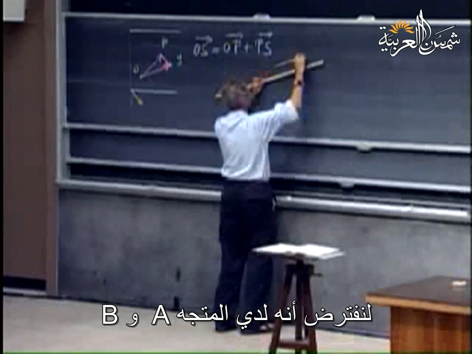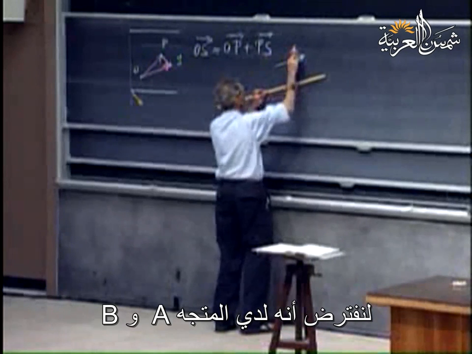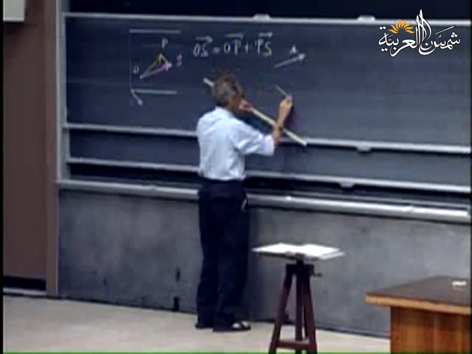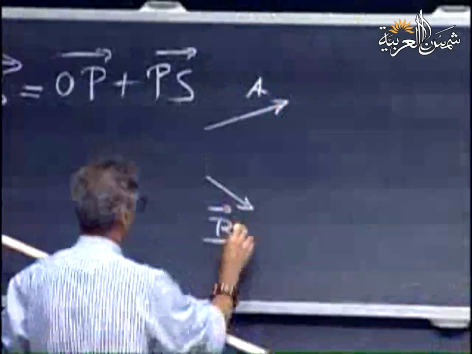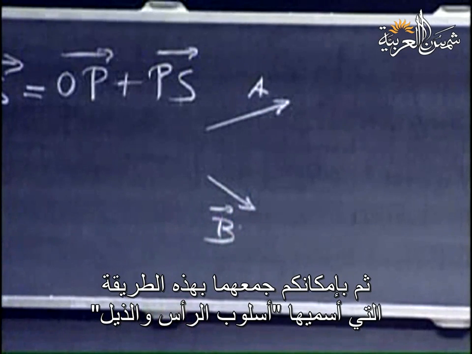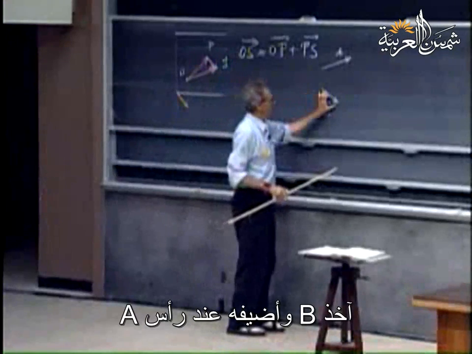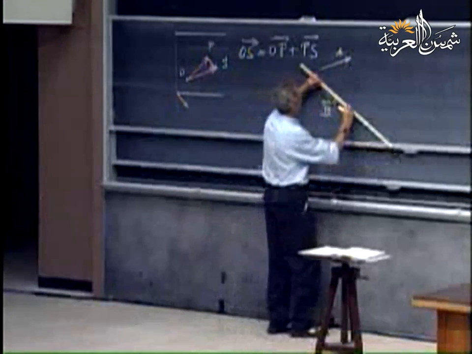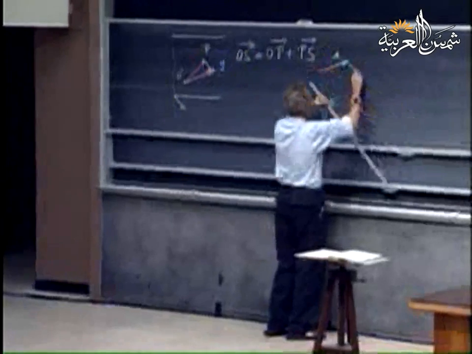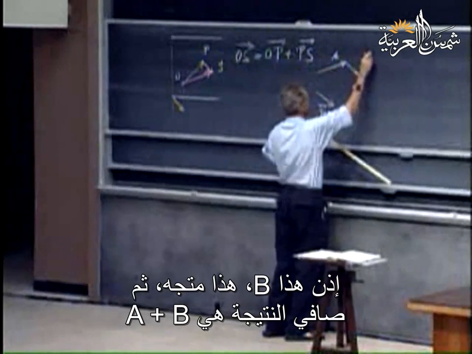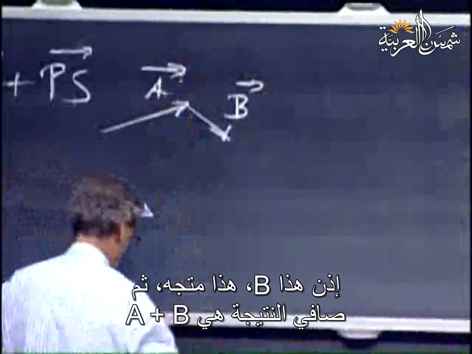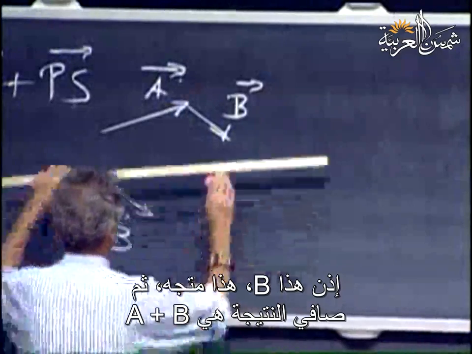There are various ways that you can add vectors. Suppose I have here a vector A and I have here a vector B. Then you can do it this way, which I call the head-tail technique. I take B and I bring it to the head of A. So this is B. This is a vector. And then the net result is A plus B.